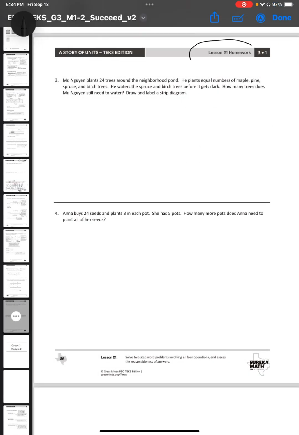I'm going to review the Lesson 21 homework. The Lesson 21 homework page only has two problems, but those two problems are going to give us a lot to tackle and talk about. Lesson 21 starts us into two-step word problems involving all four operations. We're going to need all the room on this page to answer these two problems.